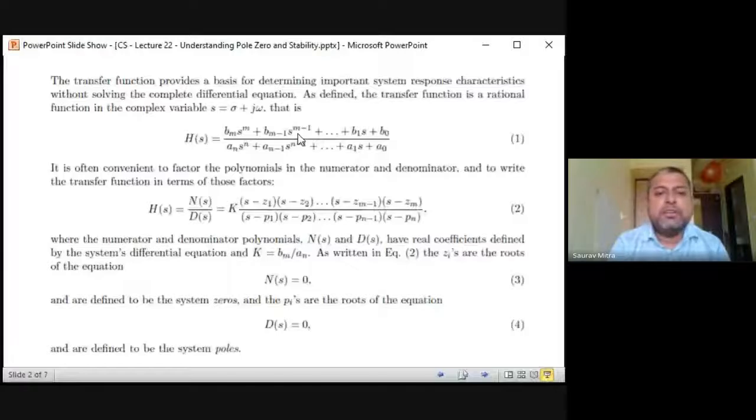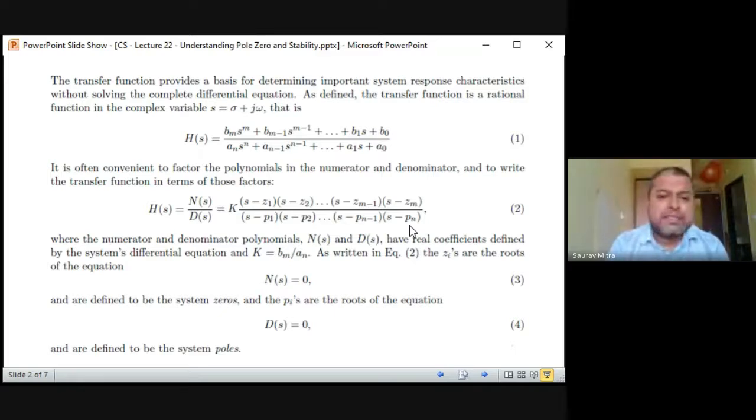Next, given the value of sigma plus j omega, it is called a complex frequency. So this transfer function is a function of s. It is often convenient to factor the polynomial in the numerator and denominator. Here the numerator polynomial is written as s minus z1, s minus z2, up to s minus zm. So there are capital M roots of the numerator polynomial, and capital N roots in the denominator polynomial.